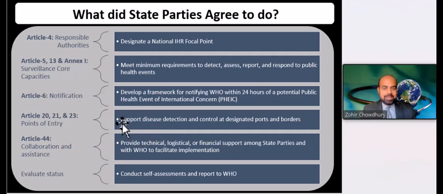Then to support disease detection and control at designated ports of entry and borders. This is detailed in Articles 20, 21, and 23, which focuses on point of entry. Then the last 2 main things that are important are to provide technical, logistical, and financial support among state parties and with WHO to facilitate implementation of all of these measures and core capacities. This is detailed in Article 44 about collaboration and assistance, and then conduct a self-assessment and reporting to WHO, which is an evaluation status, and you'll see how different provisions have been put together over time. And one of them is SPAR, S-P-A-R.